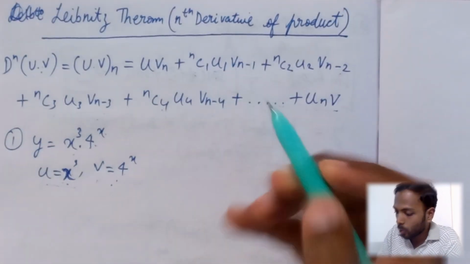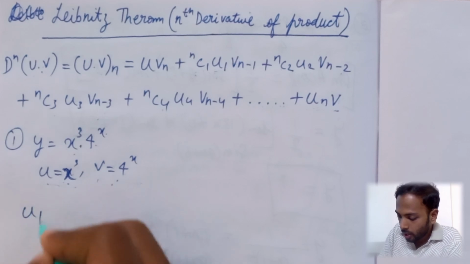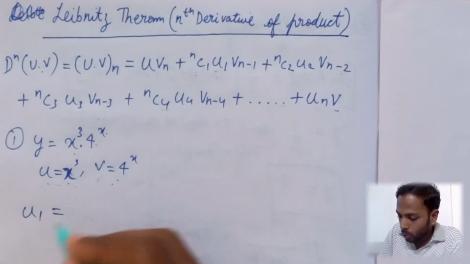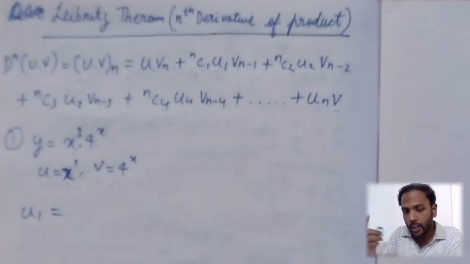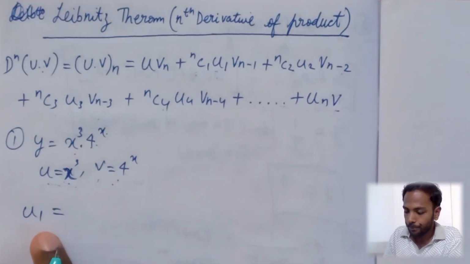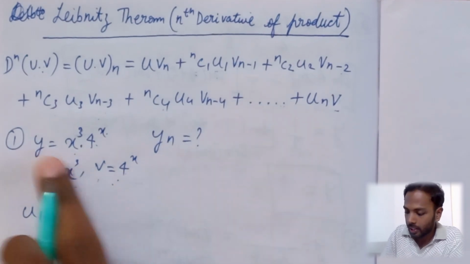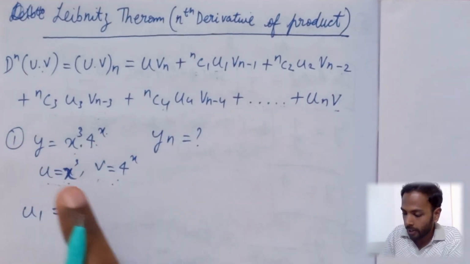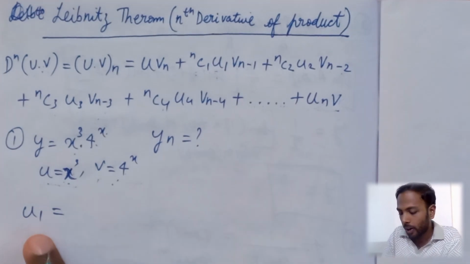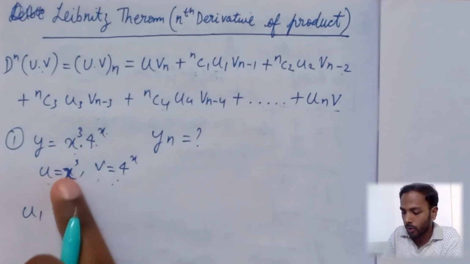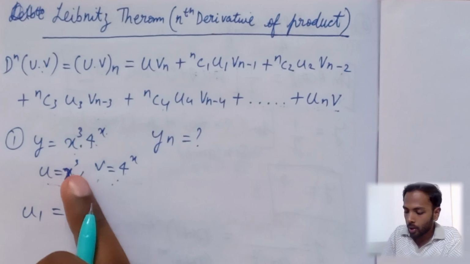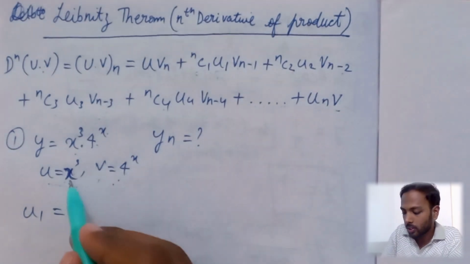So let's start with u1. u1 is nothing but the first order derivative of u. That's what u1 means. y_n means the nth derivative, so that's what the question says: find the nth derivative of y. y is this. u1 means find the first order derivative of u. What is u? x cube. So differentiate x cube. What is the differentiation of x cube?